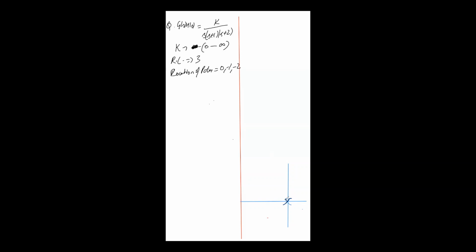Pole is present at origin, -1. Let us suppose this is -1. Let us suppose this is -2. This is -2, -1, and this is origin. Right. So this is our location of poles.